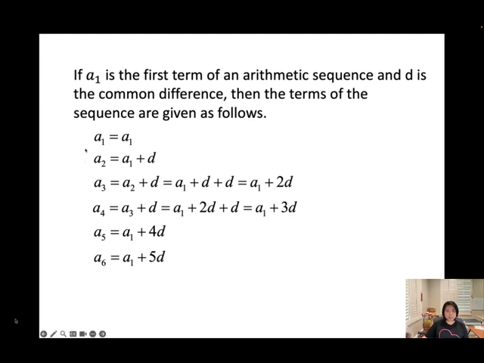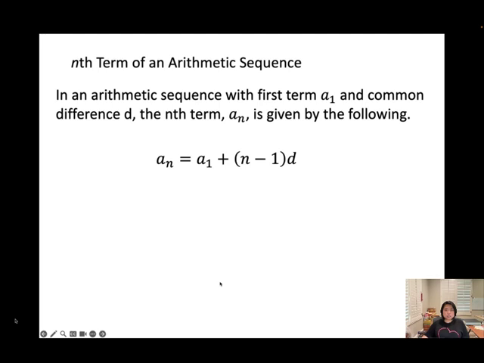By this pattern, you're going to see a2 is a1 plus 1d, a3 is a1 plus 2d. When this is a3, this is 2. This is a4, this is 3. So the general term is a sub n equals a1 plus n minus 1 times d. I need you to highlight this formula. This is the general term a sub n for the arithmetic sequence. Memorize the formula: a1 plus n minus 1 times d.